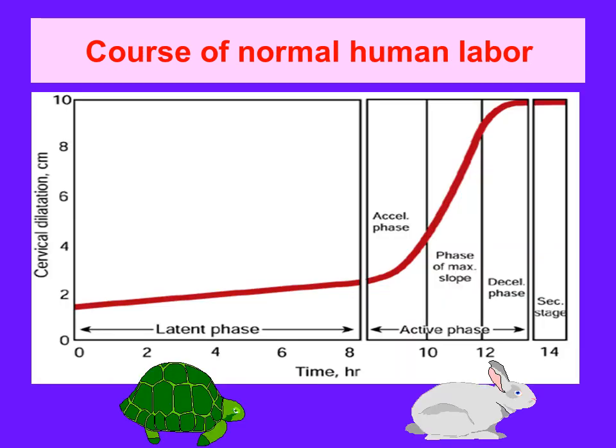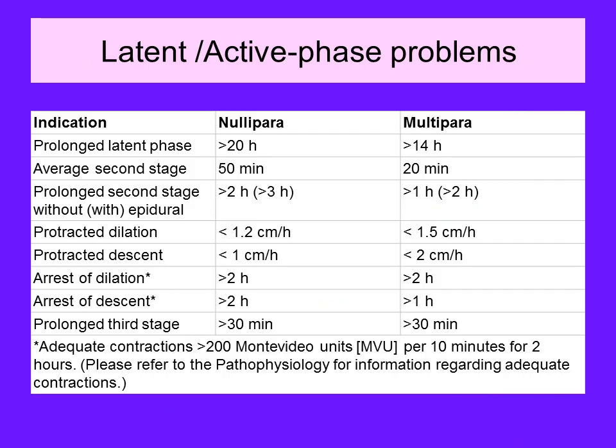This slide notes the two phases of labor, the latent and active phase of labor, as described by Friedman. Friedman accordingly identified problems with each phase, the latent and active phase, and he set some cutoff values for the average length of each stage.